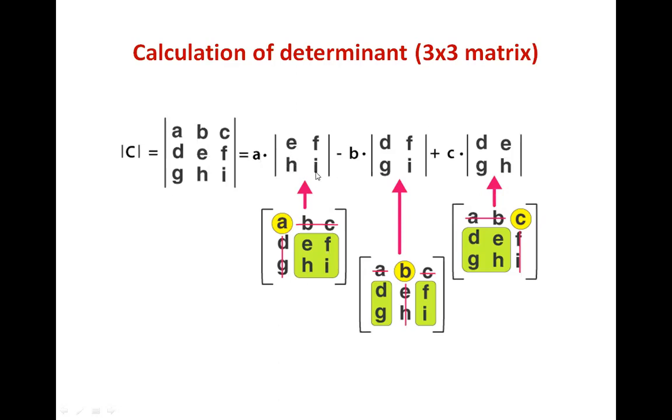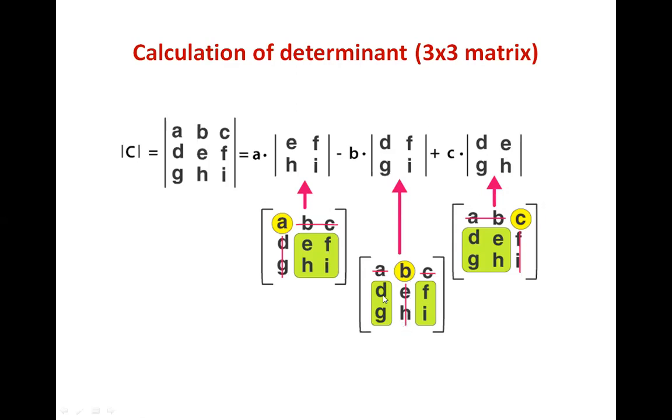This is nothing but the minor matrix. Then subtract the other component. So this is B. Then for B, how will we estimate the minor matrix? Consider here again, we have to ignore the elements which are present in the row of B and in the column of B. So in this case, the row elements of B are A and C, and the column elements are E and H.